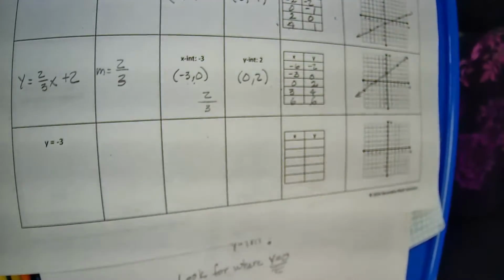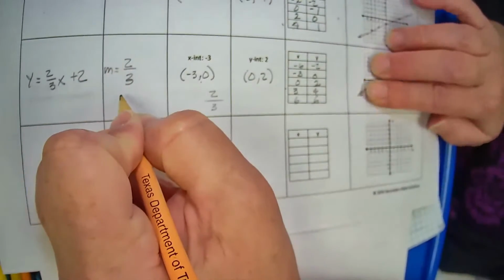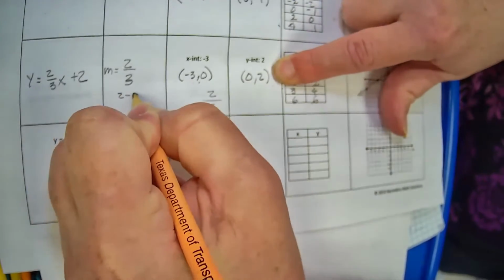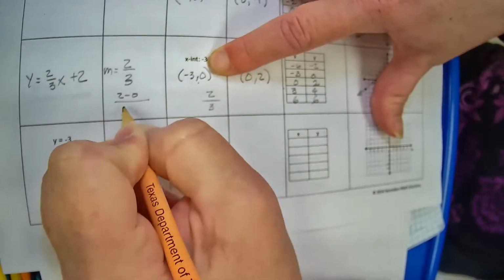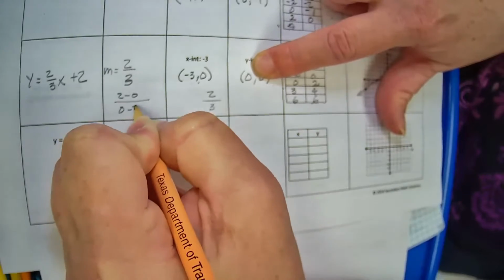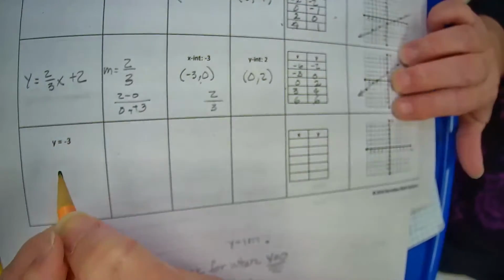How did you get 2/3? Okay, so I did 2 minus 0 over 0 minus a negative 3. So I used the 2 points that the x and the y-intercept were.